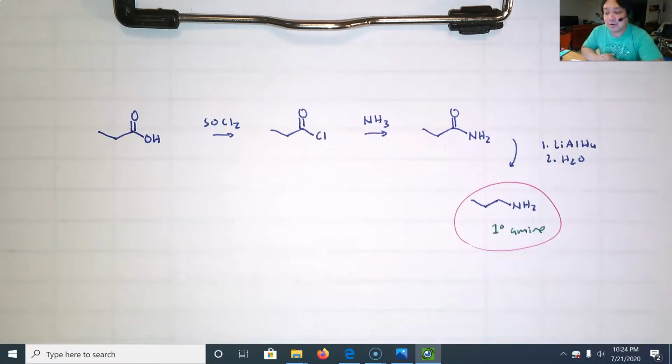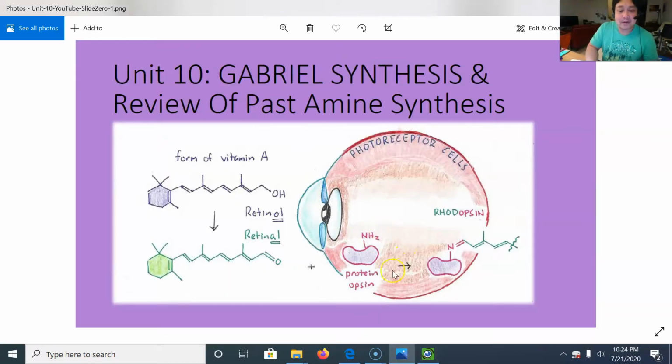Actually, we're going to learn, I think, one more way to make amines in a future video, and then we're going to do several reactions using amines. Very interesting reactions, including the reaction that I discussed here, where you have an amine, in this case a primary amine, connecting with an aldehyde to make this type of bond. Okay, so you have that to look forward to, but I'm glad that we were able to get started with this unit with Gabriel synthesis.